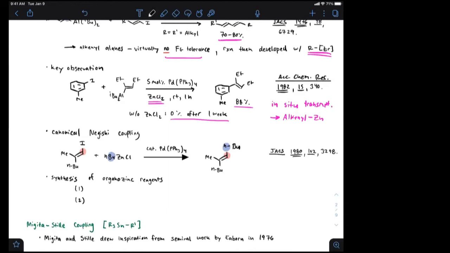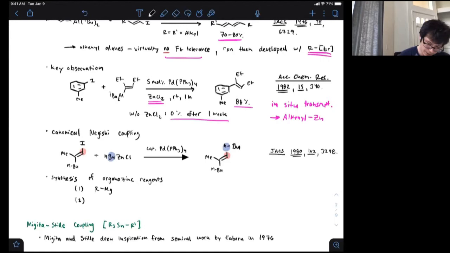Beautiful, organolithium or Grignard. Here again, just back to our main group lecture, we're driving this reaction thermodynamically, just through electronegativity trends.